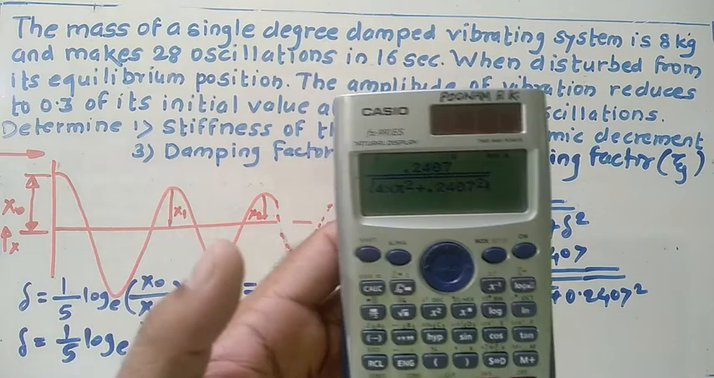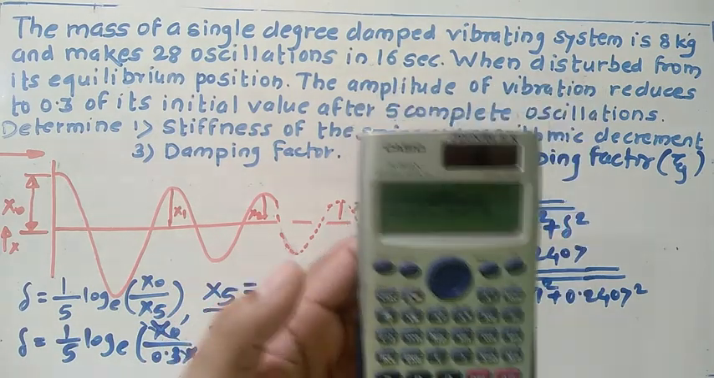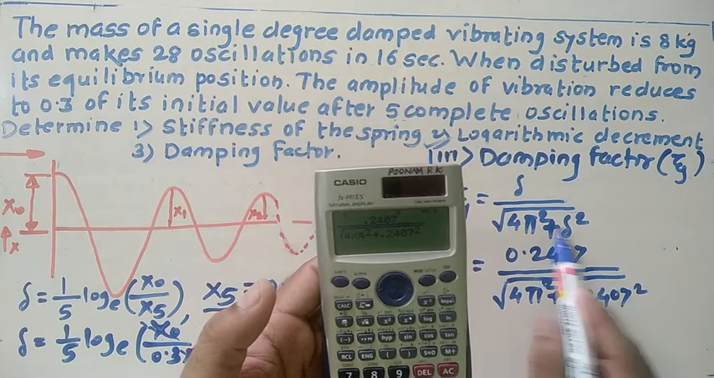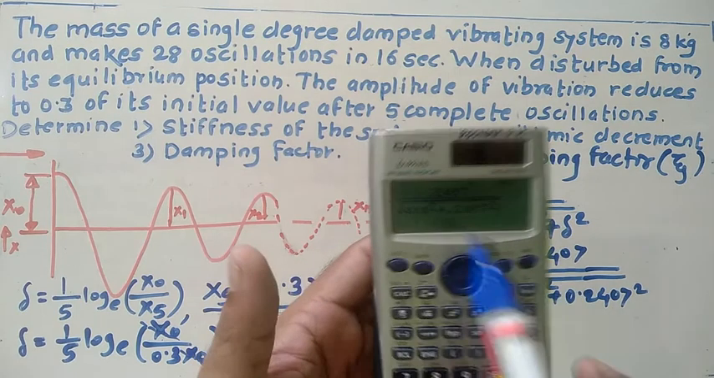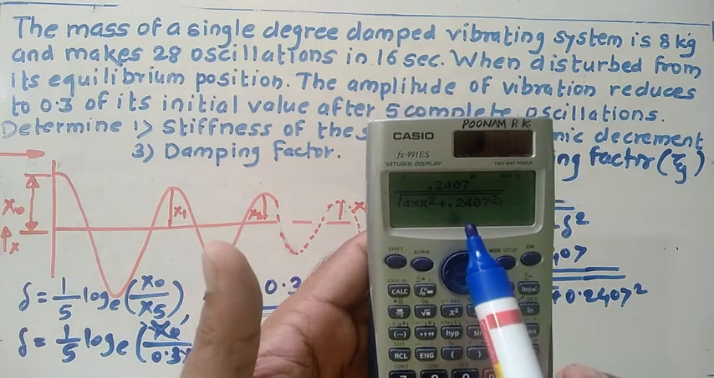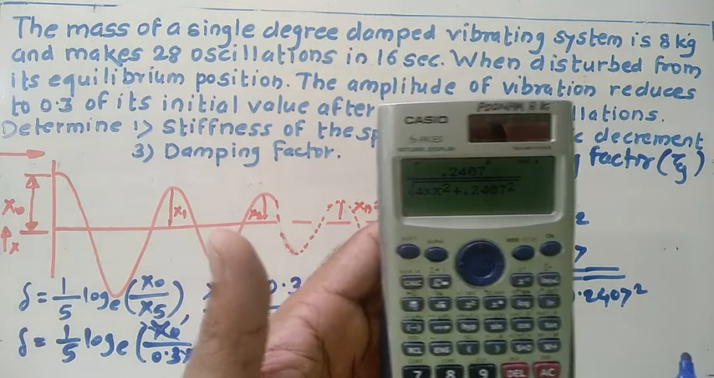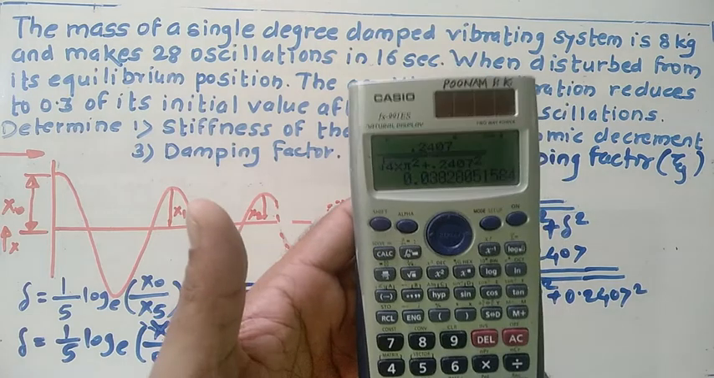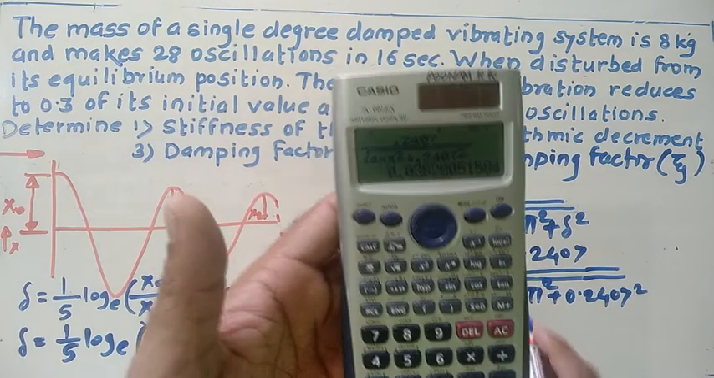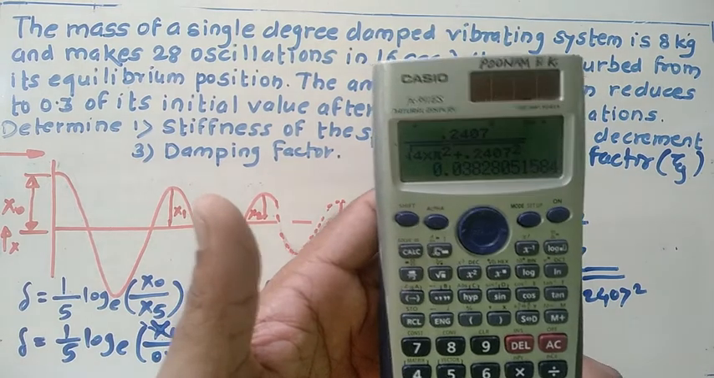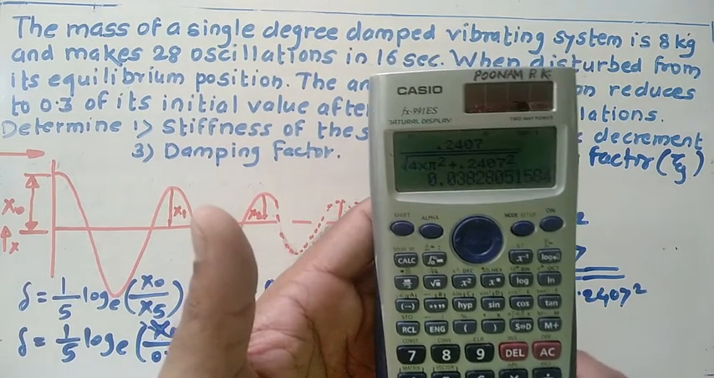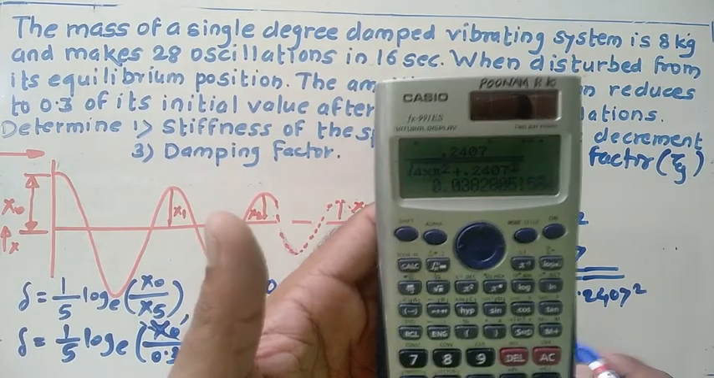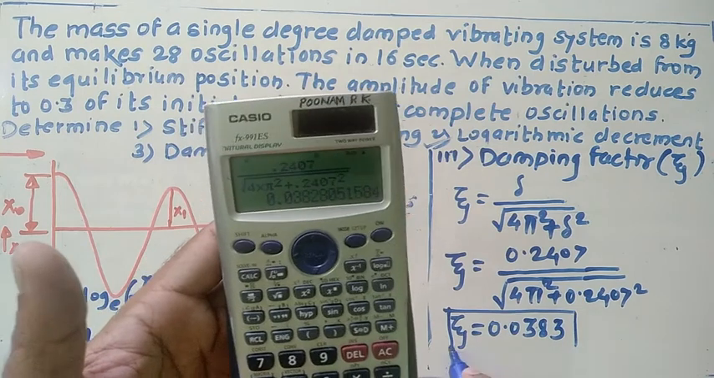Now solve this for zeta. We know this relation already, so substitute the delta value here. Then get the value for zeta like this. Just press this button. Then we found the value for zeta as 0.0328. This is the answer for the third point.